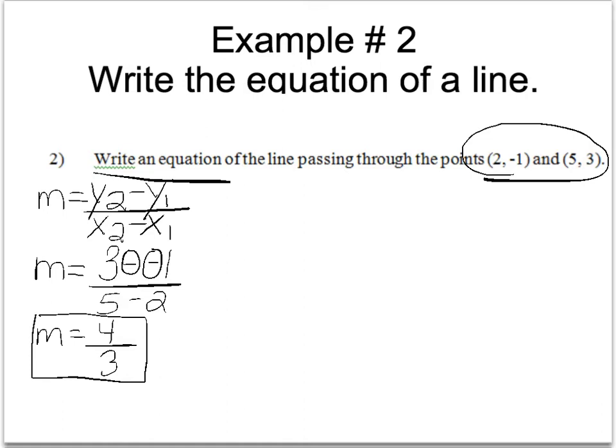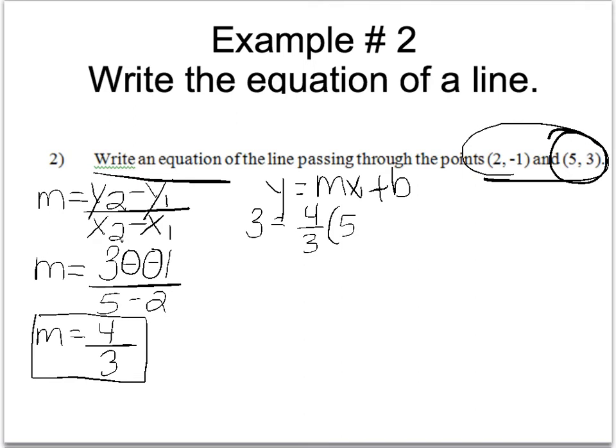And now I'm going to use y equals mx plus b to find the value of b. So which coordinates do we want to use? We can pick 5, comma 3 if you would like. It doesn't matter. You can pick either one. So 3 for my y coordinate equals 4/3 x, which is 5, plus b.